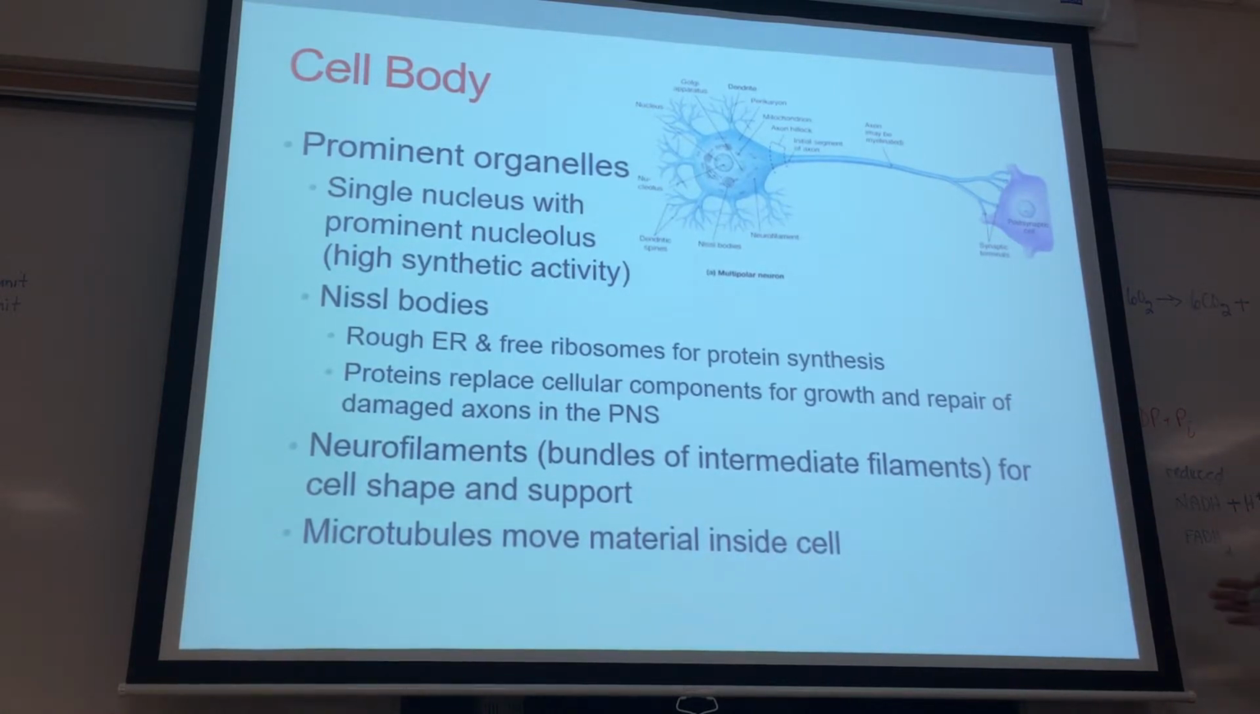Now, the neurofilaments, we'll talk about some of the intermediate filaments that span the entire length of that neuron. And those are going to contribute not only to the shape, but you'll also see other functions of those filaments that serve in moving stuff around that neuron.